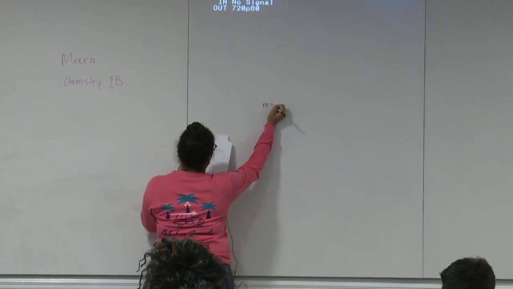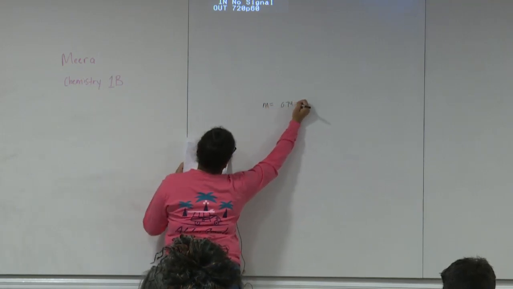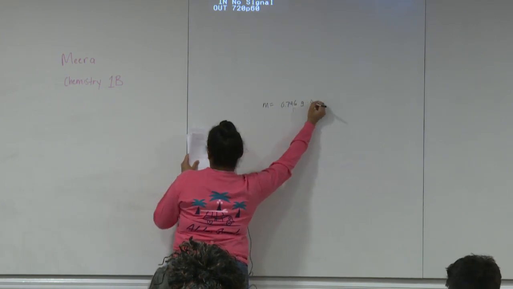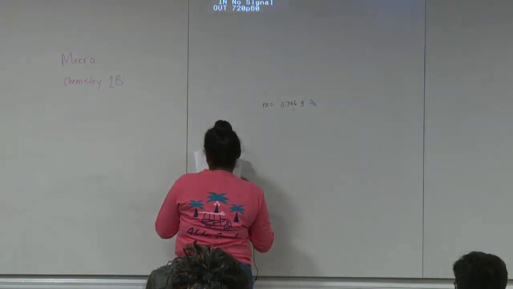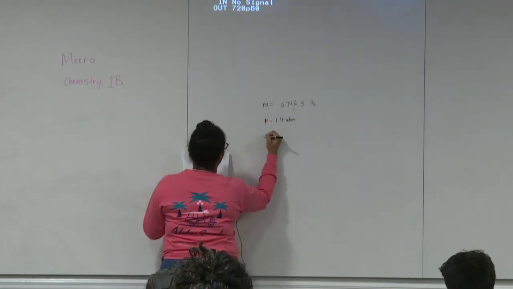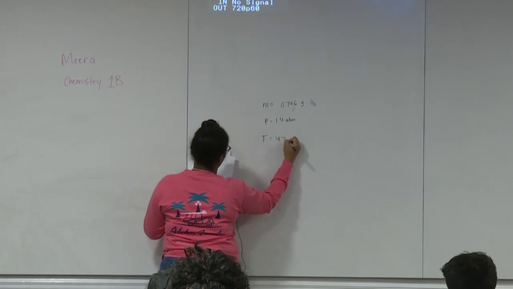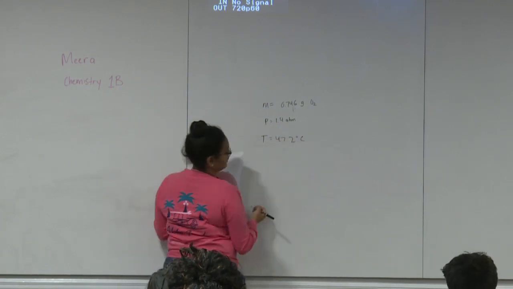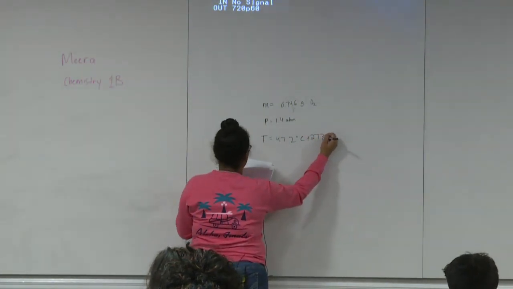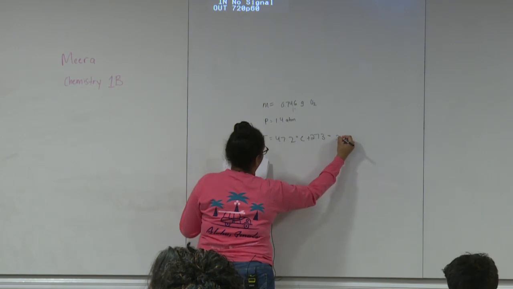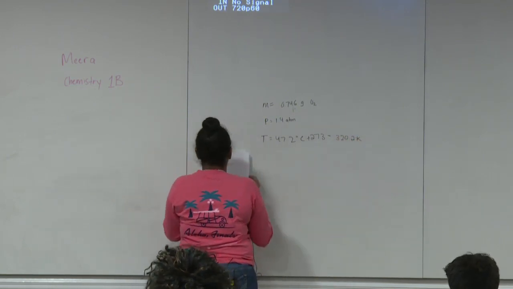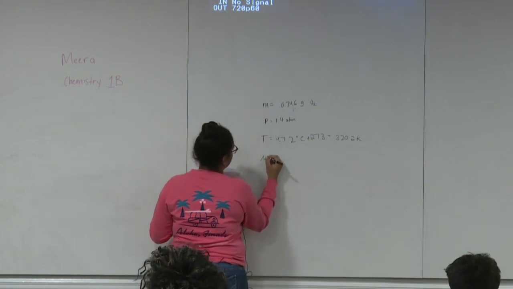The mass of this is 0.746 grams. Pressure is 1.4. And then the temperature is 47.2 degrees Celsius. But every time we do PV equals nRT, we have to change it to Kelvin. So add 273, and you get 320.2 Kelvin.